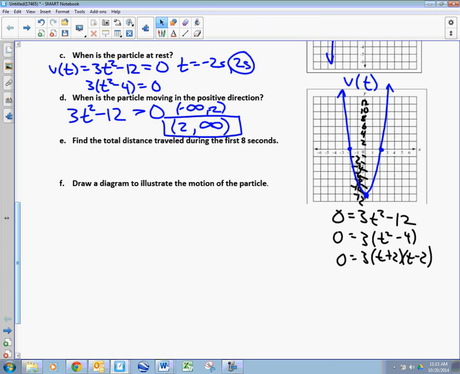Okay. Is the graph above or below the x-axis here? So negative infinity to negative 2, because that's where it's above. From negative 2 to positive 2, it's below. And then from 2 to infinity, it's above again. Does that make sense? So find the total distance traveled during the first 8 seconds.